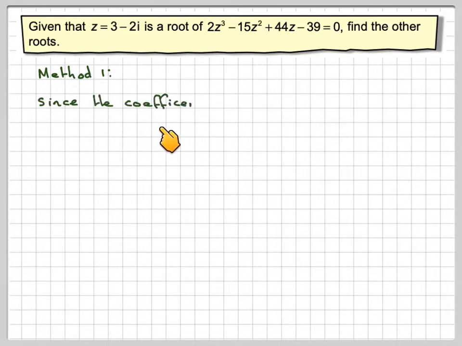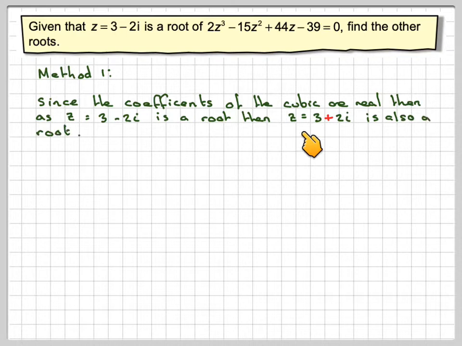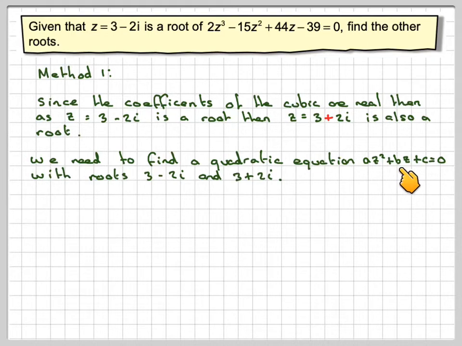Since the coefficients of the cubic are real, and 3 minus 2i is a root, the roots pair in conjugate pairs, so 3 plus 2i is also a root. Then we need to find a quadratic with these two roots, a quadratic of the form az squared plus bz plus c equals 0.